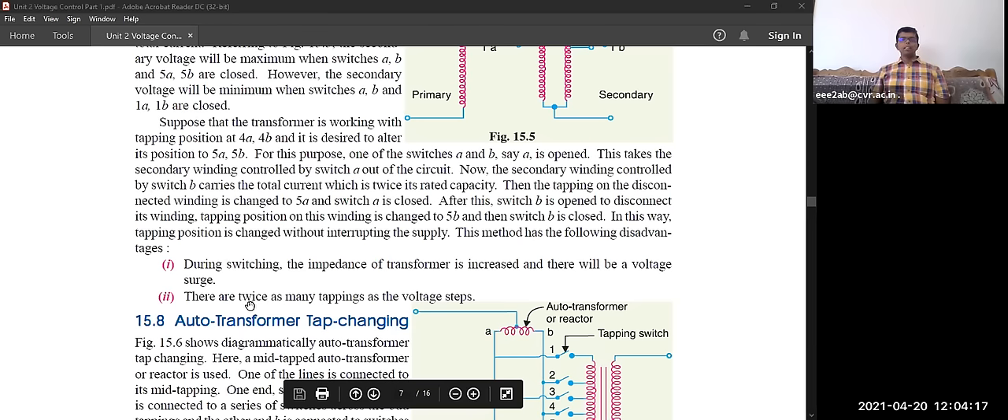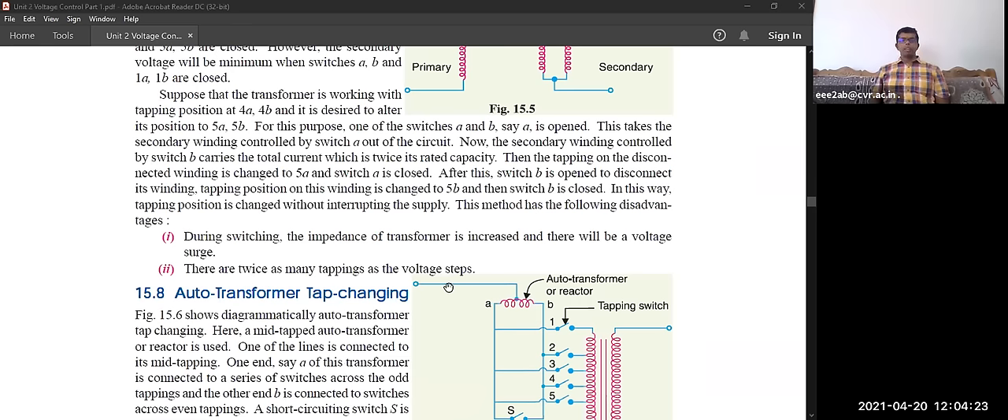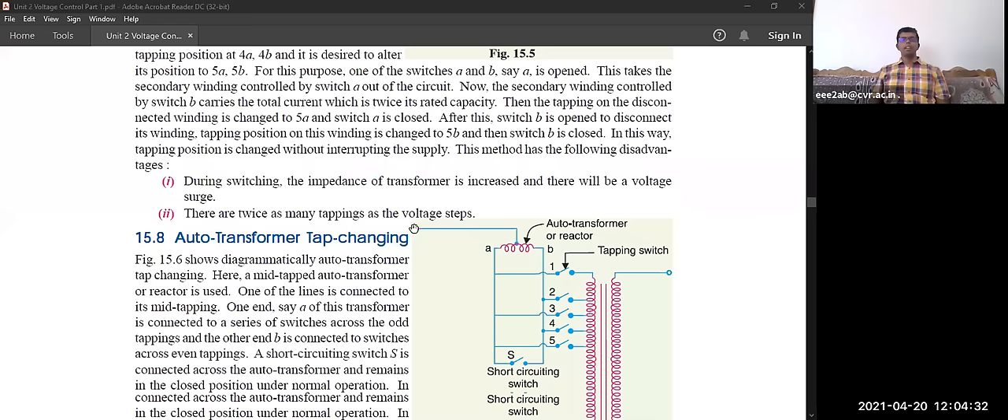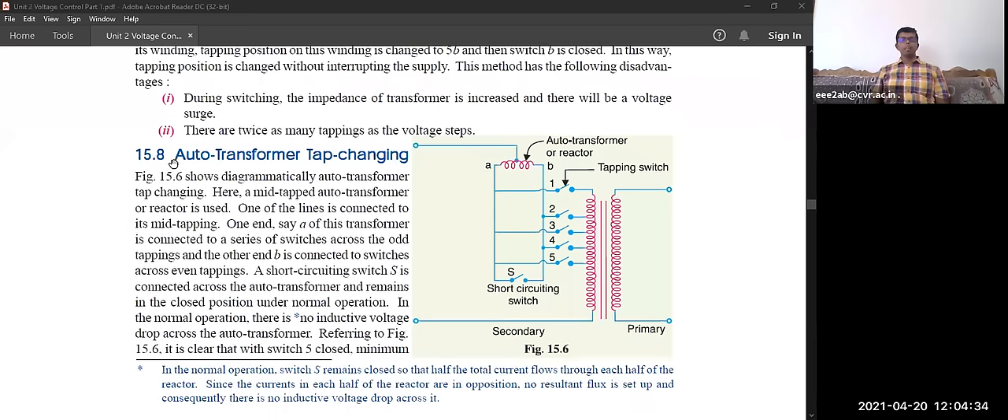There are twice as many tappings as the voltage steps. Okay, this is the main disadvantage. Impedance will be increased, and there are twice as many tappings as the voltage steps. Next, coming to the auto transformer tap changing settings. So here in this figure, showing the auto transformer tap changing settings.